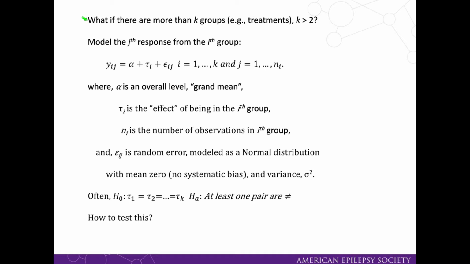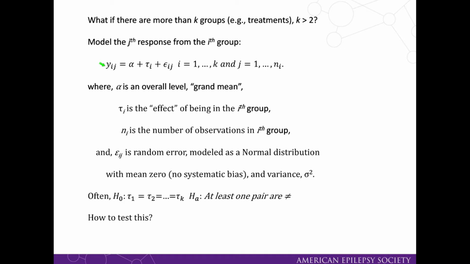Okay, now we get to the tough stuff, or the essence of the talk. What if there are more than 2 groups, K groups where K is greater than 2? Well, 2 groups were easy because you had Y1 bar, the average of the first group, minus Y2 bar, the average of the second group. What do you do if you've got more than 2 groups? Well, now we look at a model, and we'll look at K groups. So we'll model the jth response from the ith group. In other words, the jth person, say, from the ith treatment group. So that will be Yij.